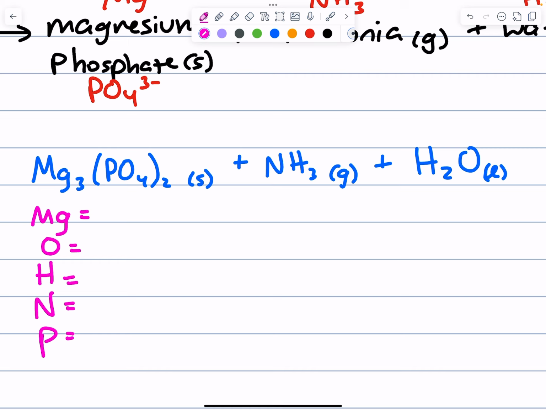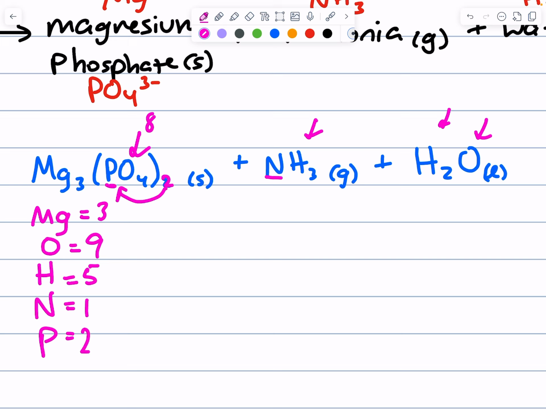Okay, magnesium, I have 3 over here. Oxygen, again, I have 4, but it's times 2, so 4 times 2 is 8. And then oxygen, I have only 1 over here, so I actually have 9 oxygens. For hydrogen, I have 3 over here, 2 over here, it gives me 5. And nitrogen, I have only 1 over here, and then phosphorus I have 1, but again I have to distribute the 2, so I have 2 phosphorus. Okay, and those are all of my totals for all of these elements.